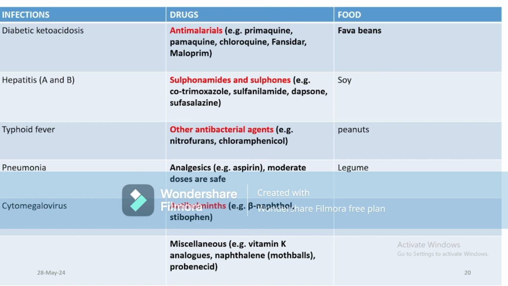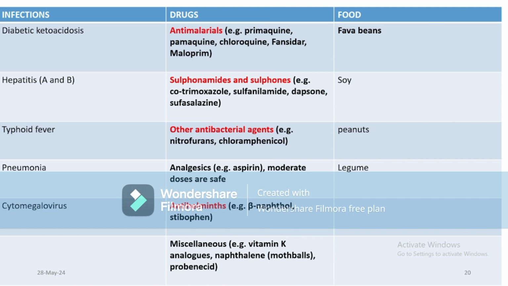Analgesics, aspirin, antihistamines, all these can trigger hemolysis in G6PD deficiency. Miscellaneous: vitamin K analogs, naphthalene, all these can cause hemolysis. And so if you are G6PD deficient, it is never advisable to take any of these drugs.